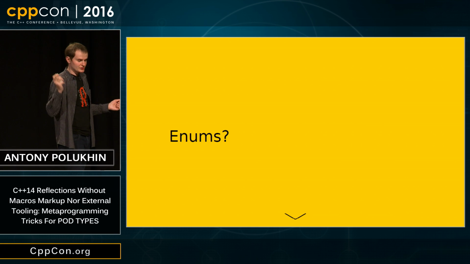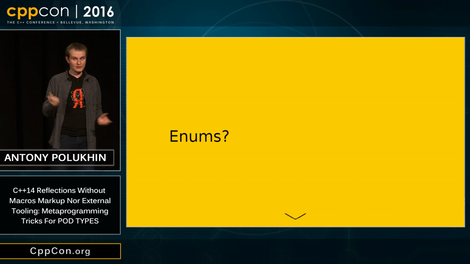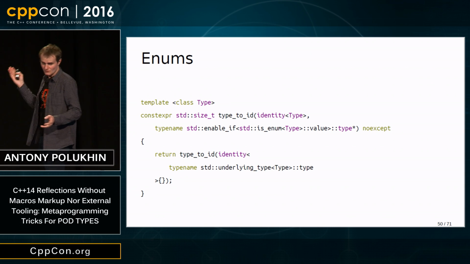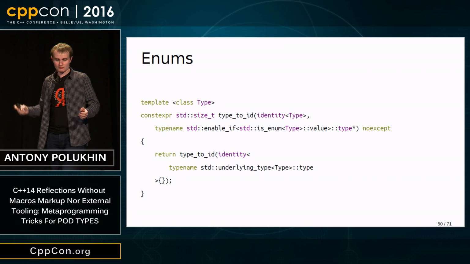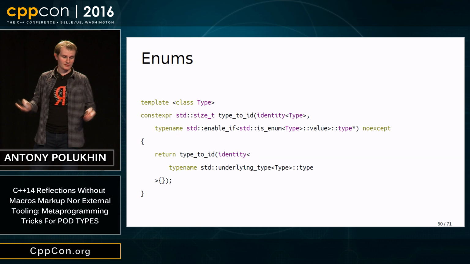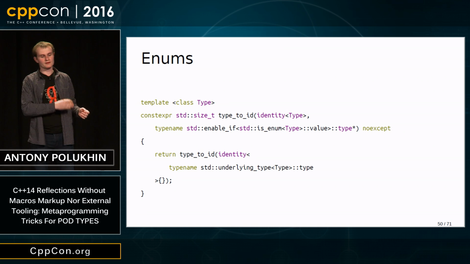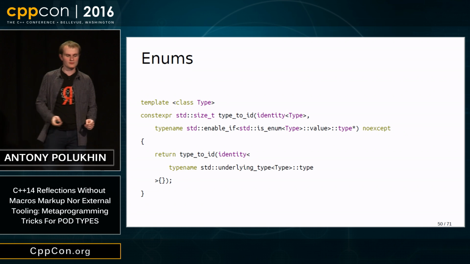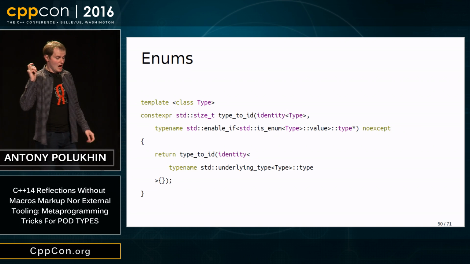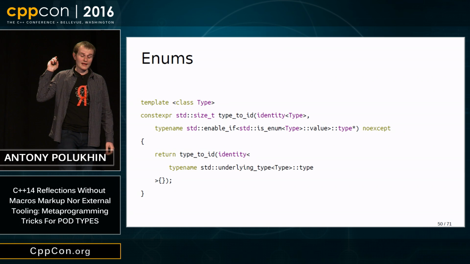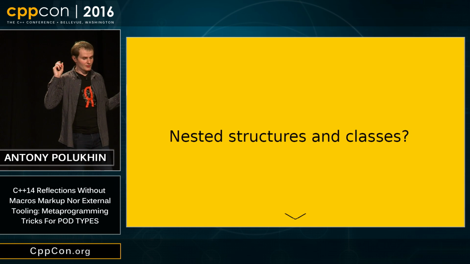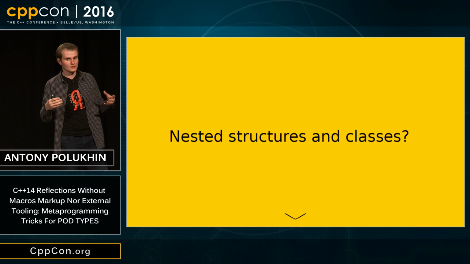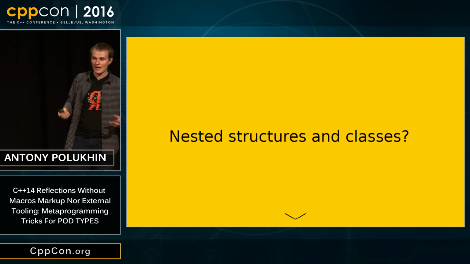So here's a workaround. Instead of really encoding the enum, we'll just encode the underlying type. Here's a type-to-ID function that works with enums, and inside it just calls std::underlying_type and forgets about the enum and just encodes the underlying type of the enum. That's it.